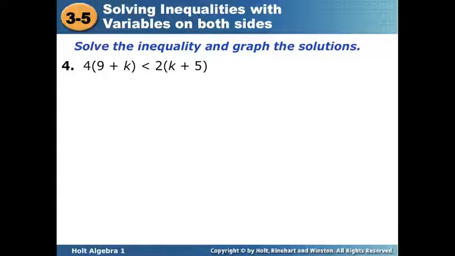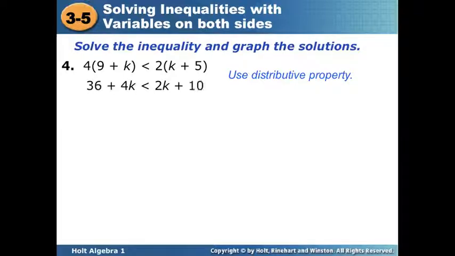Example number 4. Copy this to your notebook paper. We have 4 times the sum 9 plus k and 2 times the sum of k plus 5. We'll first need to start with the distributive property. A number outside of a parentheses with a plus or minus sign means to distribute. So 4 times 9 and 4 times k. You'll also distribute 2 times k and 2 times 5.